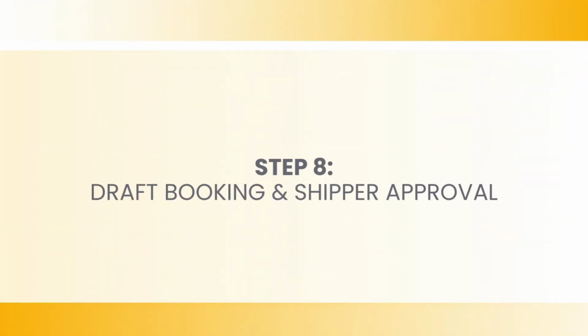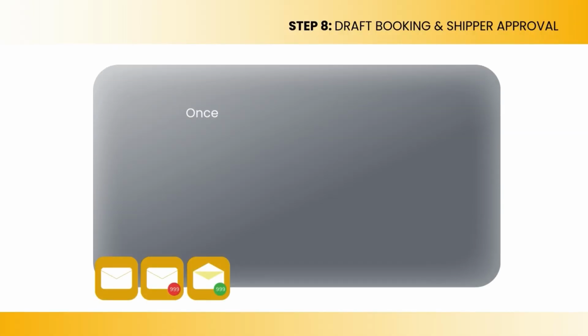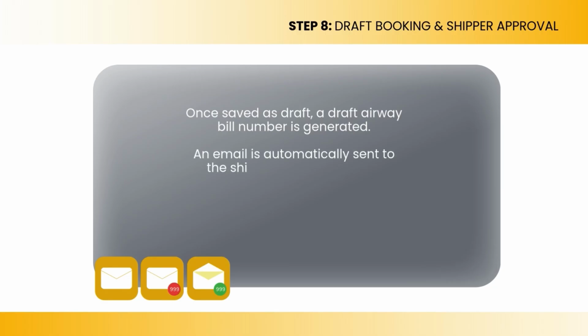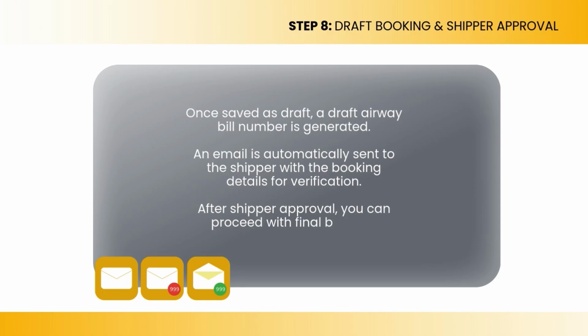Step 8. Draft booking and shipper approval. Once saved as draft, a draft airway bill number is generated. An email is automatically sent to the shipper with the booking details for verification. After shipper approval, you can proceed with final booking.